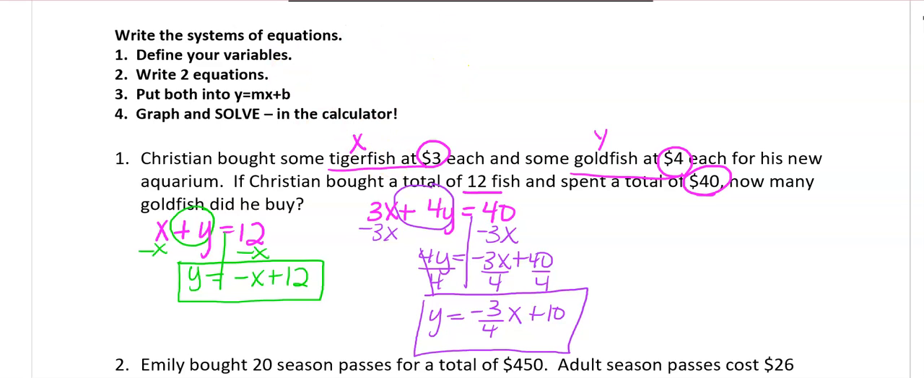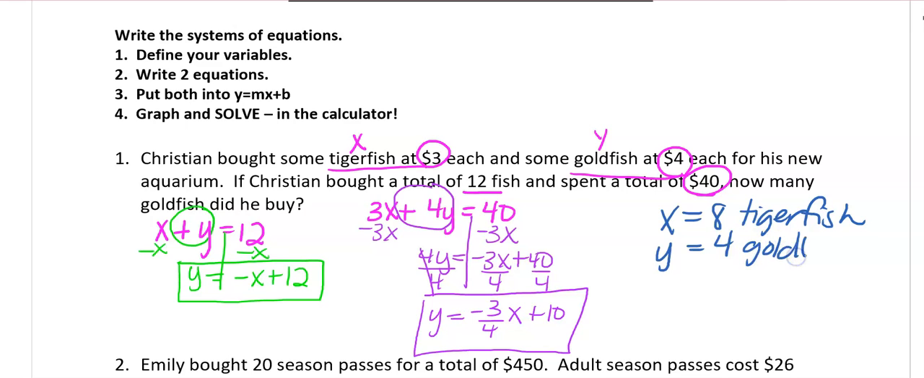So I'm going to write it a little bit different because I want to remember that x equals 8 and y equals 4. So that's 8 tiger fish and 4 goldfish. And it wanted to know how many goldfish did he buy. So this answer right here would be your answer to the problem because it wanted to know how many goldfish. But you're solving them both at the same time. So then you go back and actually highlight what you need, or answer what you need if it's multiple choice.